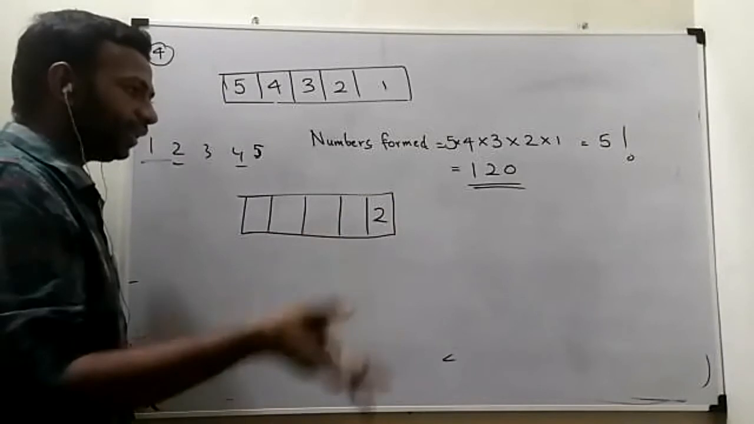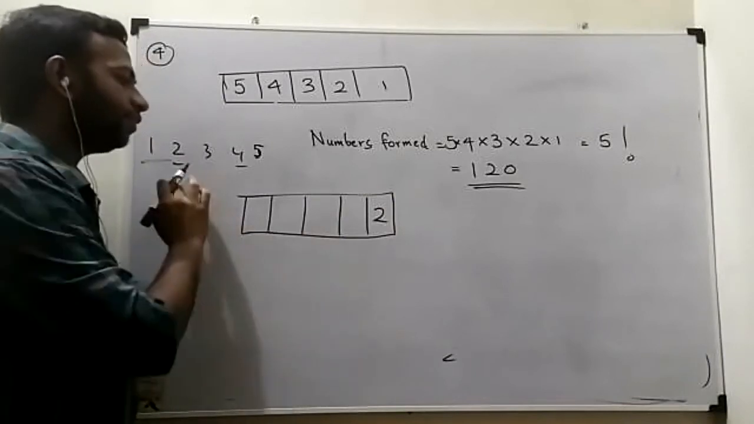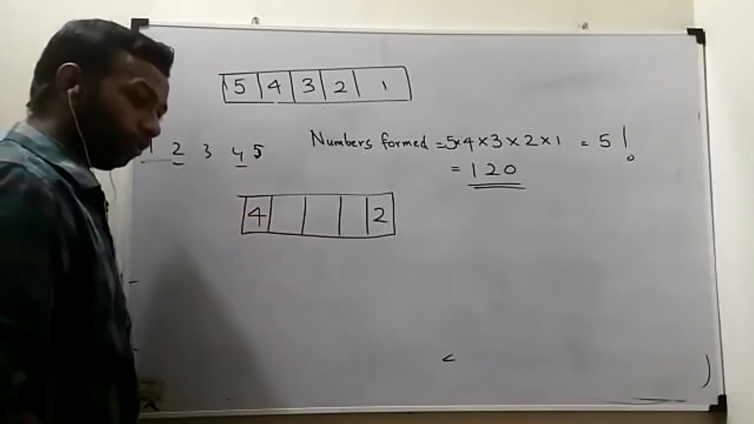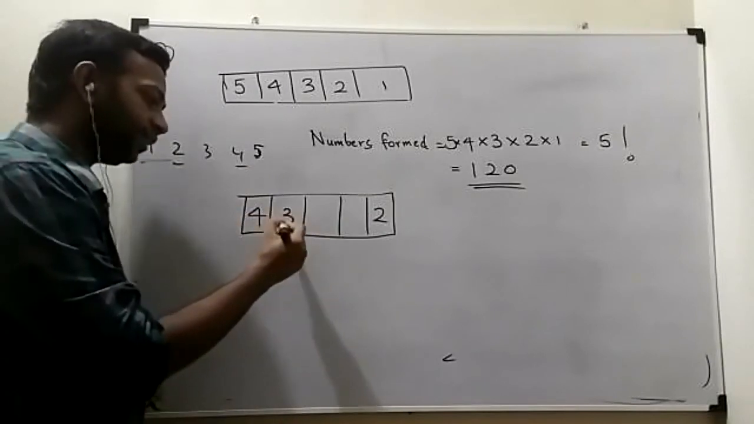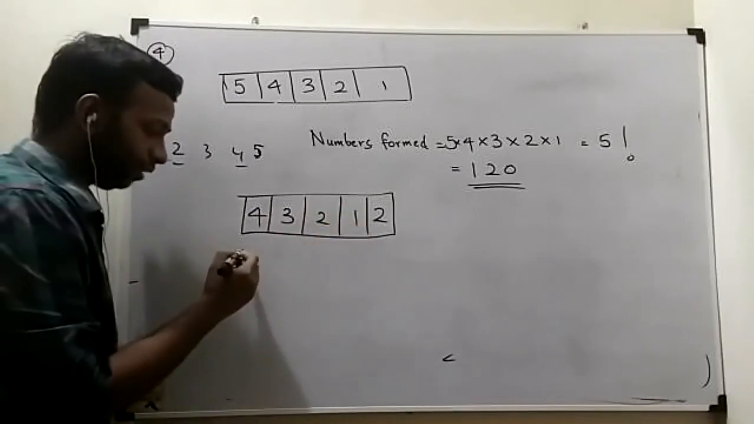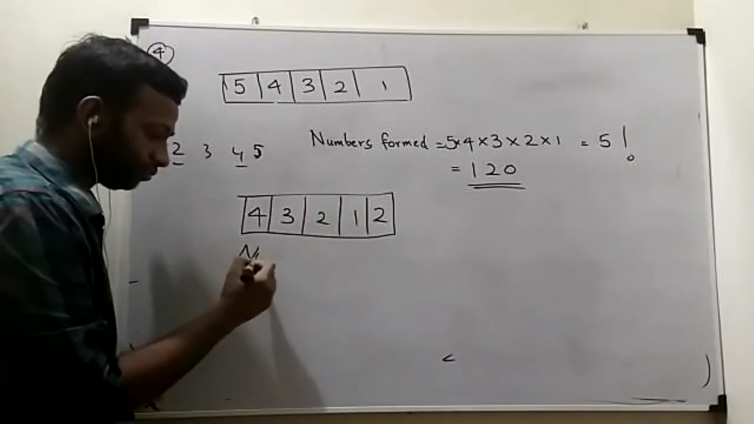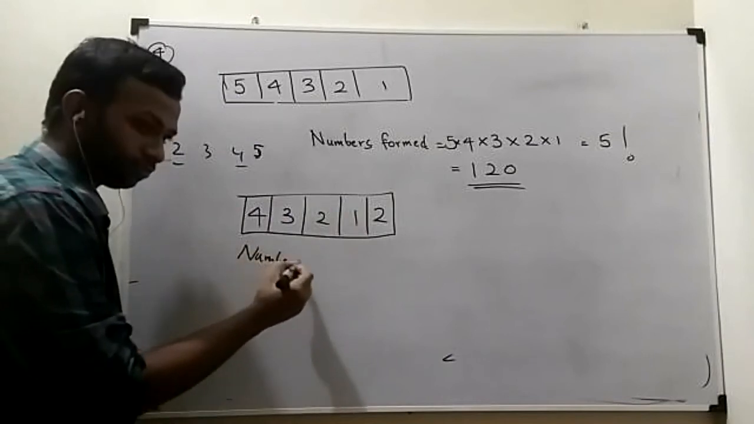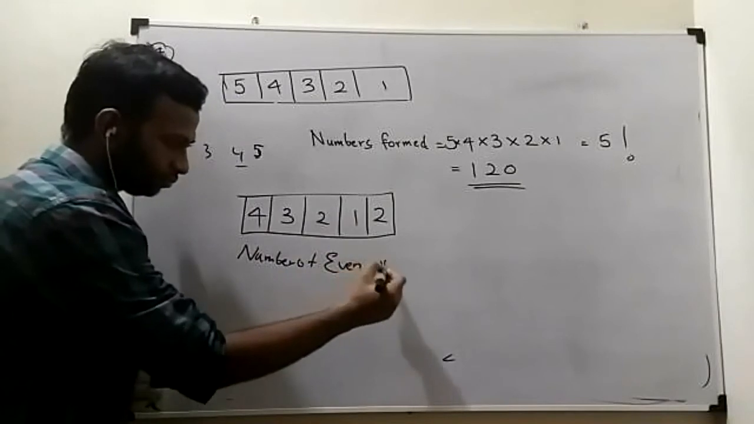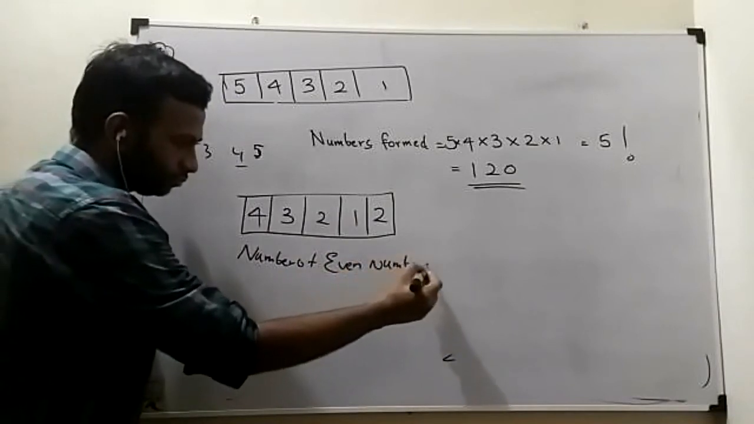So now we selected a number. So how many numbers are remaining? 4 numbers. So how many ways can you select the first number? 4. How many ways can you select the second number? 3, 2, 1. So the answer, the number of even numbers is 4 times.